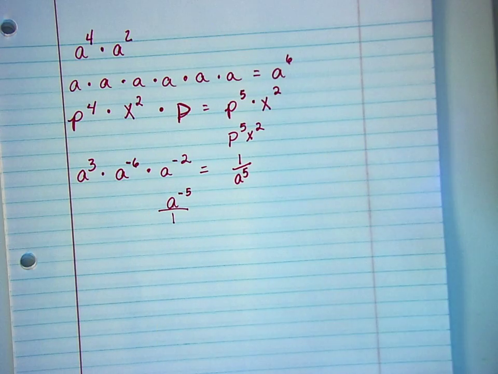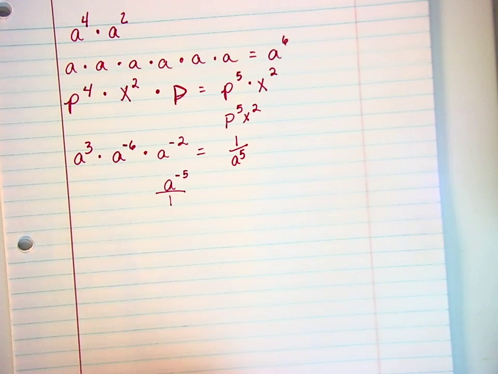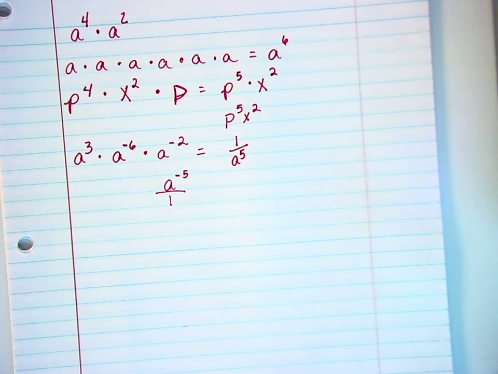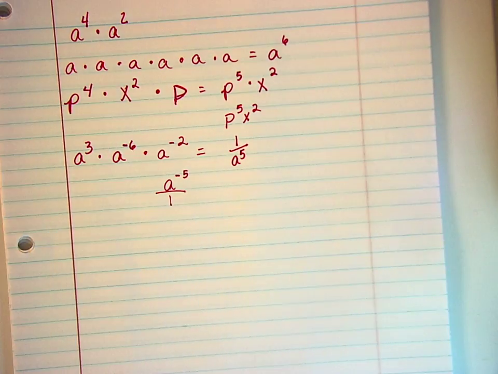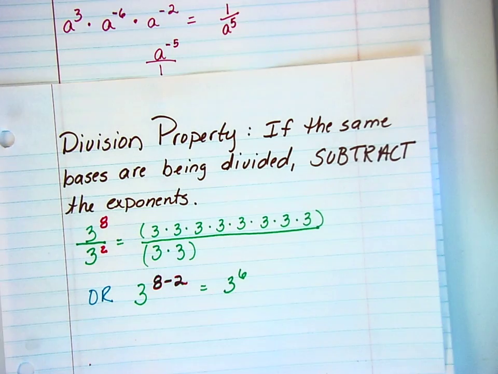Let's do one of those. Let's see. All right, I'm going to go into that division really quick. Talk about division real fast. Your rule for division is, your division property rule states that if you have the same bases, if they're being divided, then you're going to subtract your exponents.